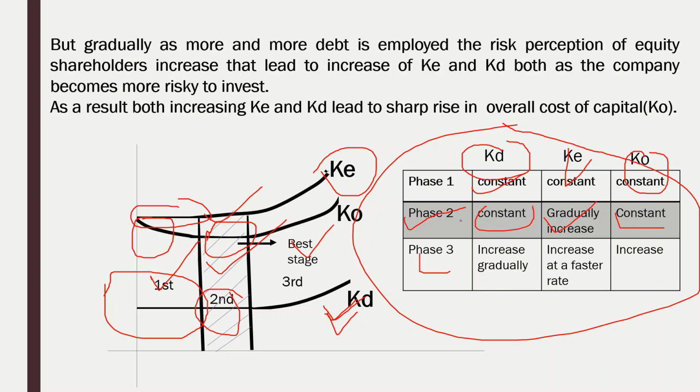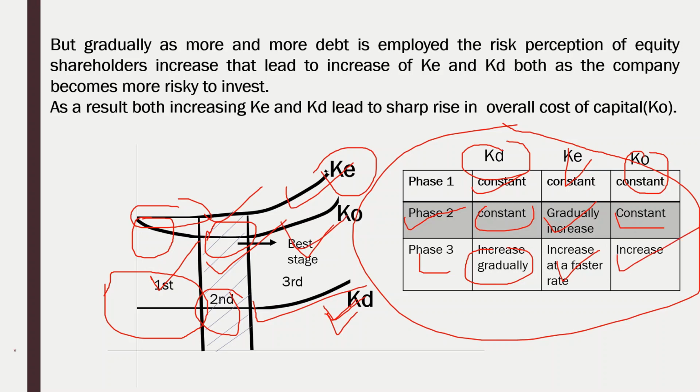In the third phase, our KD also starts increasing gradually. KE increases at a faster rate than KD, as you can see here. And in the third phase, our KO also starts increasing.